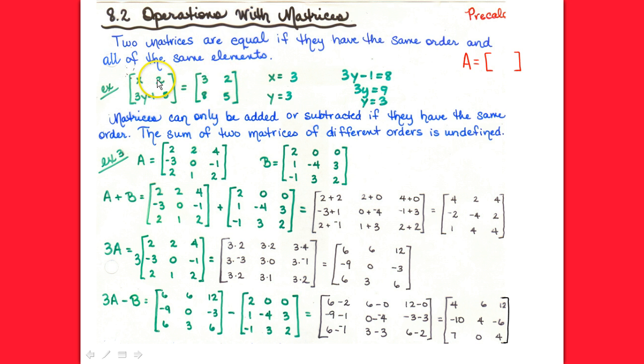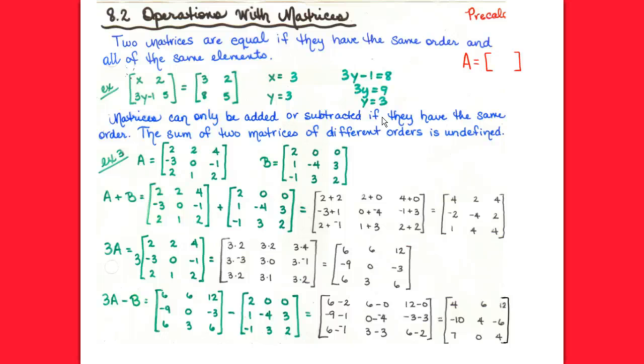So this is 2 and this is 2. This is 5 and this is 5. This is 3 and this is 3, so that means x equals 3. This is 8 and this is 8, so that means 3y minus 1 is equal to 8, and then I could solve that to figure out that y is 3. So that's one way that I can use the equality of matrices to help us.